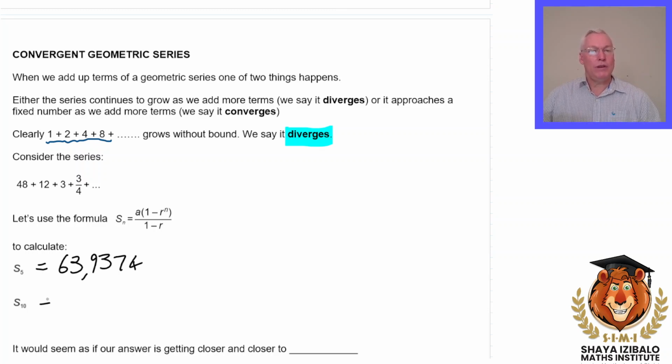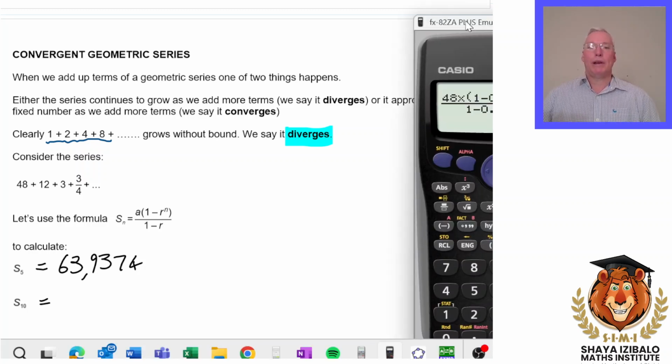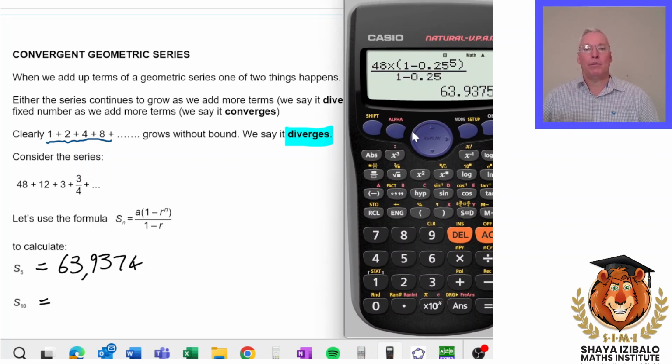Now let's redo that calculation, and we don't have to retype the whole thing. We're going to replay it on our calculator. I'll show you how to do that. We go back and press the left arrow. Now we're back up here, and we're going to change that 5 to a 10. We're going to work out what would happen if we added up 10 terms of this series. Now we get 63, then four nines and then a 4.